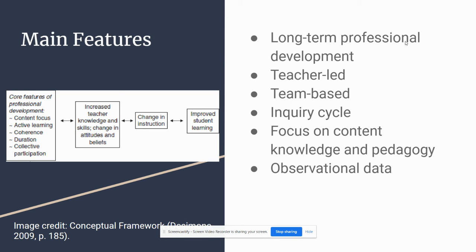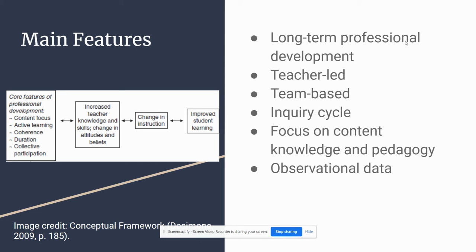There is a focus on the content knowledge as well as the pedagogy. So the teachers have to not only know their content, they also have to know the best practices in instruction in order to make sure that the students are receiving that content.